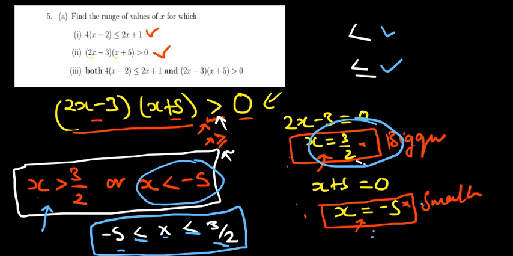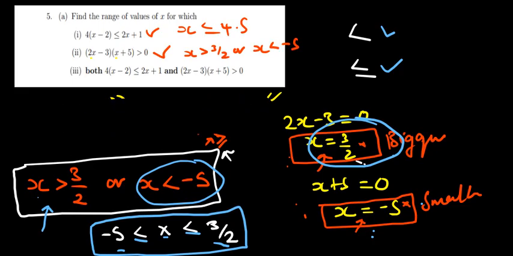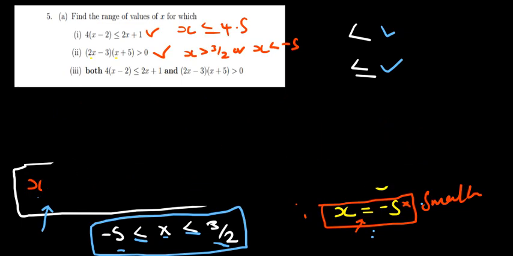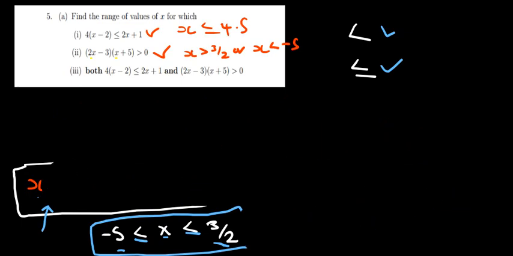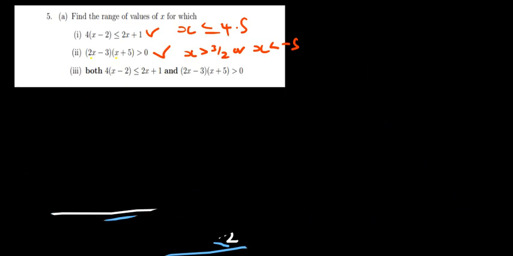We also solved this one. So there, remember, we had found that x was less than or equal to 4.5, right? And then here on number 2, we found that x is greater than 3 over 2, or x is less than minus 5. So now let's solve the last one. The last one, we'll just combine the answers from the first two, because we can see that we just have those expressions.